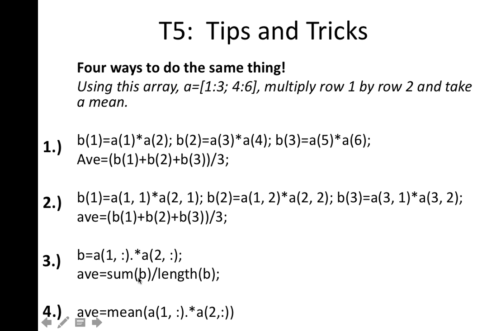And then you could use some of the intrinsic functions like sum and length to actually do these types of calculations for you. And then finally, you can condense this all into one line where you just use the dot multiplication and the mean function. And you could combine this into one line too. But it just kind of shows you how many different ways there are to do the same thing.